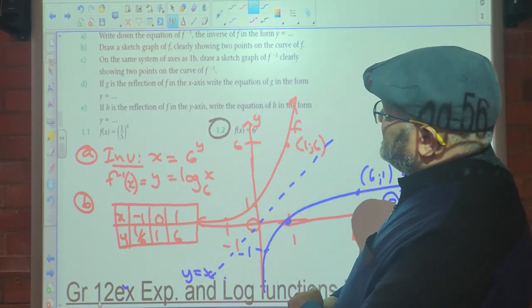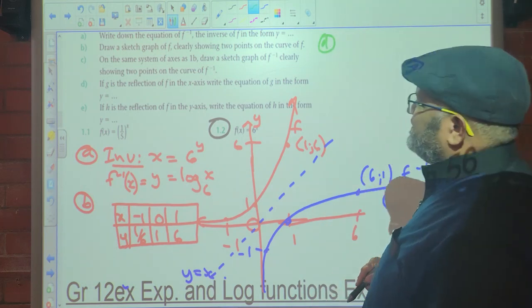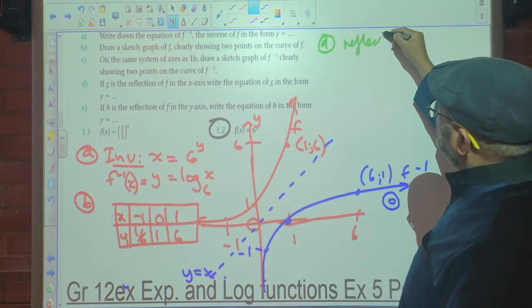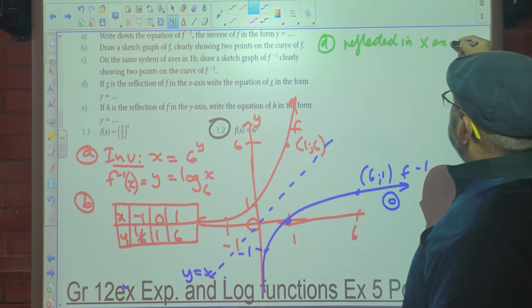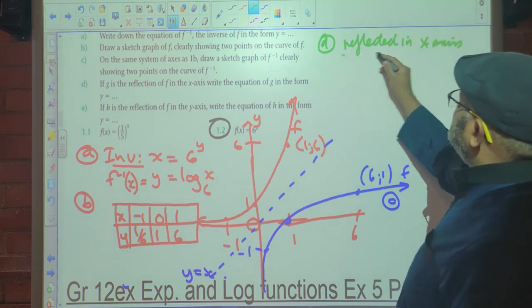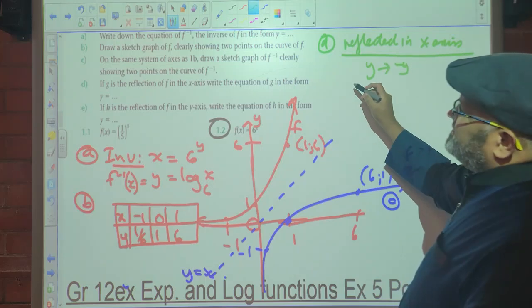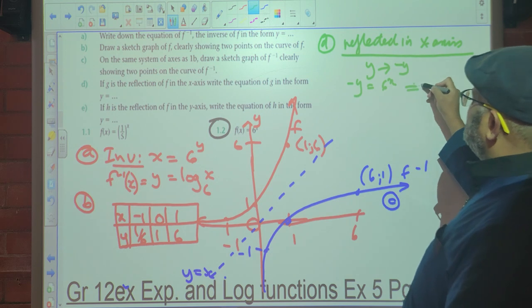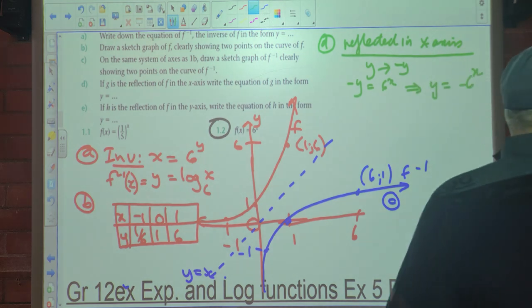Let me see. D. If g is the reflection of f in the x-axis, so if something is reflected in the x-axis, what happens? Well, it becomes negative. So we have negative y is equal to 6 to the x, which implies y is equal to negative 6 to the x.